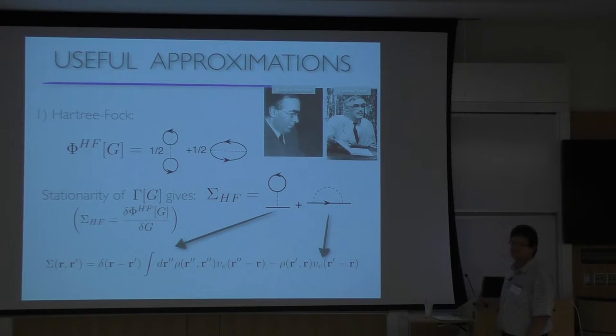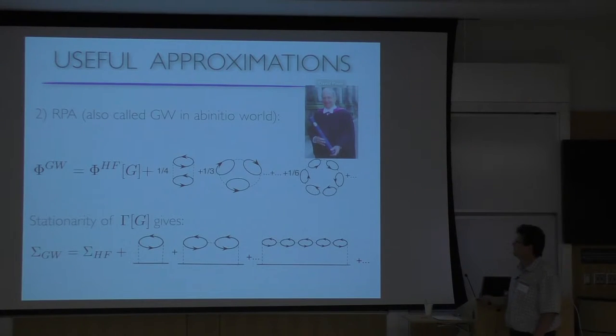So there are various useful approximations that now can be seen in a common language in this Luttinger-Ward theory. For example, you can write down the Hartree-Fock theory, and the Hartree-Fock theory is equivalent to approximating the phi functional with the first two graphs, the Hartree and the Fock. It's trivial. You take the derivative, and you get the usual expression for the Hartree-Fock self-energy.